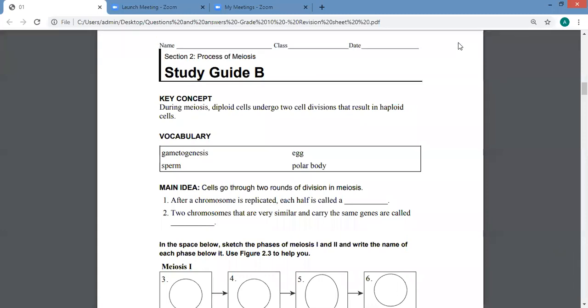Okay, guys. Before we start the revision, any questions? Any questions?